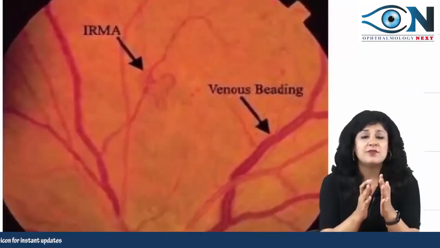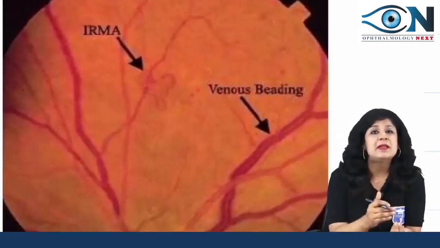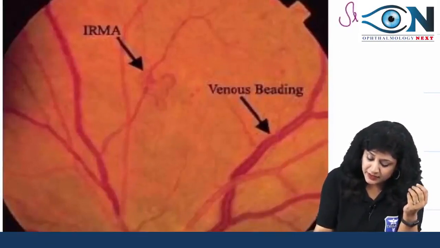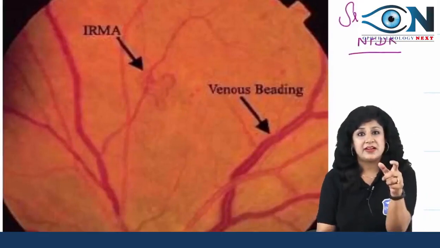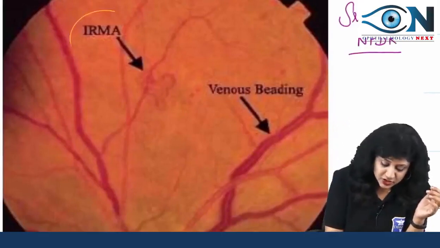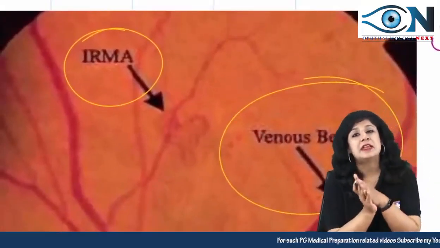Till we have the PDR, there are certain more changes that can take place in NPDR that will make it severe NPDR. So how will we come to know that this NPDR is going into severity and very soon it can go into PDR? These are the changes which are IRMA and the venous beading.